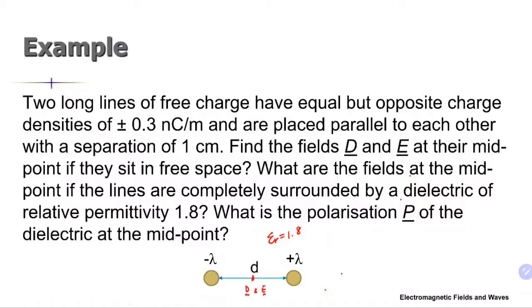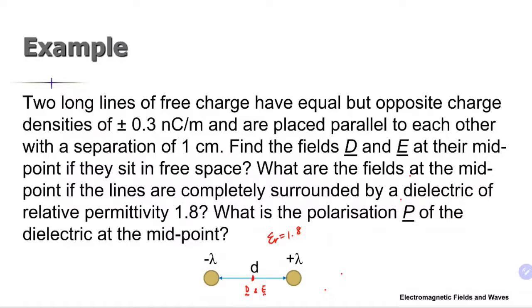So the example, I'll go through it quickly and then I'll get on to today's lecture. Two long lines of free charge have equal but opposite charge density of plus minus 0.3 nanocoulombs per meter and are placed parallel to each other with a separation of 1 centimeter. Find the field D, which is the electric flux density, and then E, the electric field at their midpoints if they sit in free space. So that's the first one.